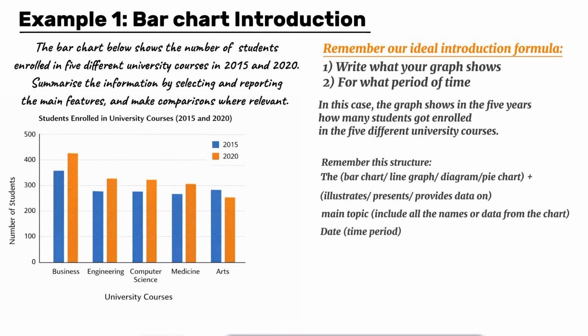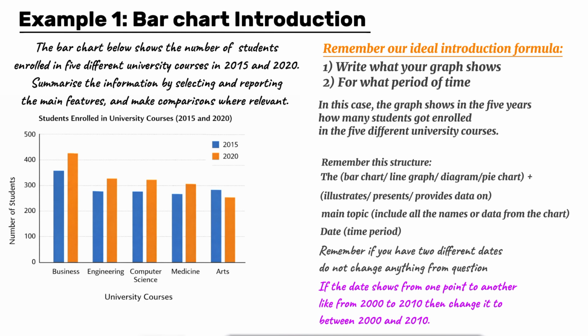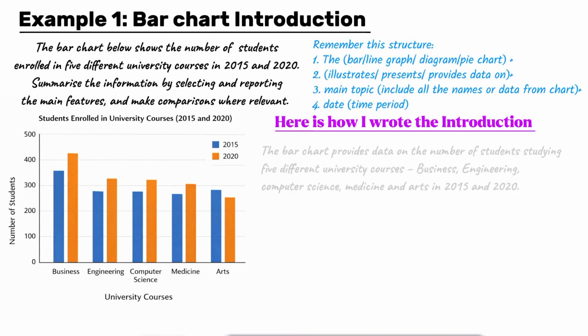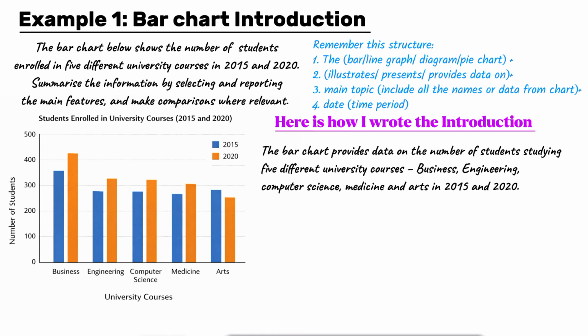At last, end your introduction with date. Remember, if there are 2 different dates, do not change anything from your question. If the date shows from one point to another, like from 2000 to 2010, then change it to between 2000 and 2010. We have different dates, so we didn't change anything in our dates. So here's how I rewrote the introduction. The bar chart provides data on the number of students studying 5 different university courses: business, engineering, computer science, medicine, and arts in 2015 and 2020.